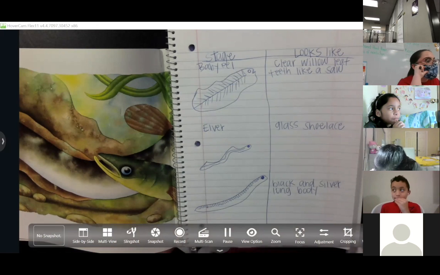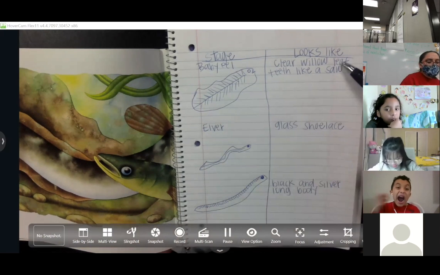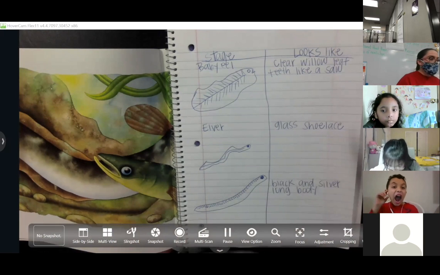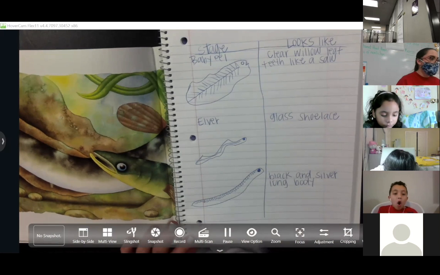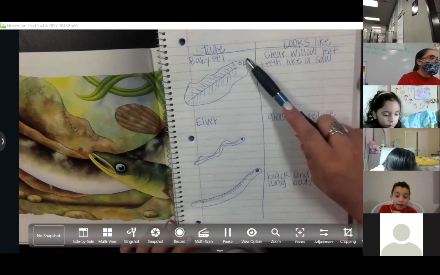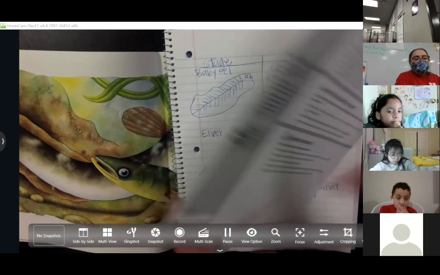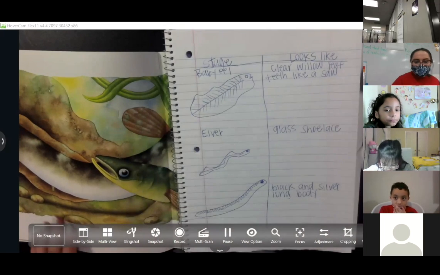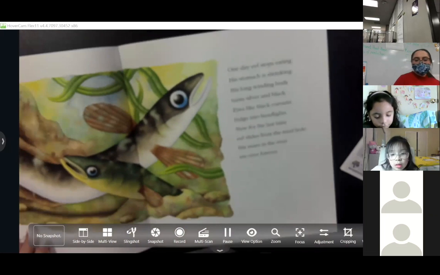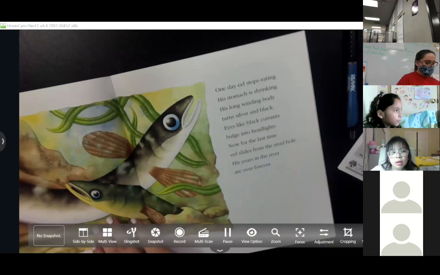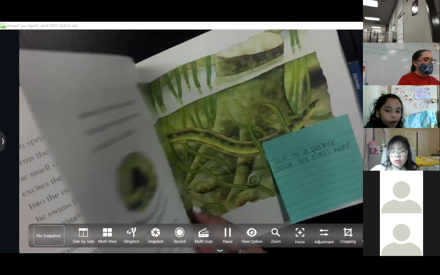So we can use our book and details from the book to remember what exactly it looks like and the life cycle of it. Remember yesterday we talked about the life cycle of the salmon? This is the life cycle of the eel. So it's the same thing. So remember, back earlier, we were talking about instinct. Instinct. And somebody tell me, what was instinct?